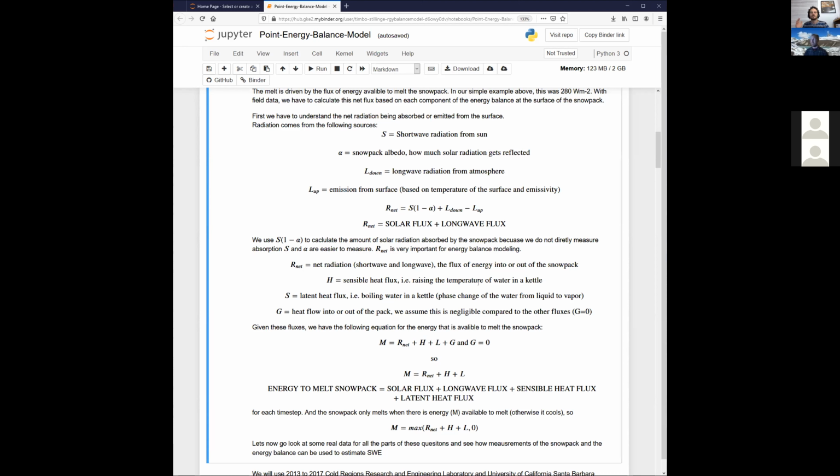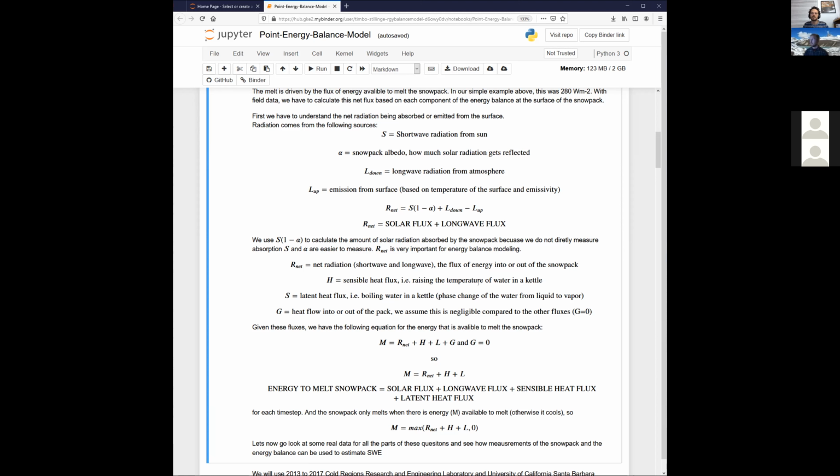So in addition to these radiative fluxes, which are both the solar flux and the long wave flux, we then also have these sensible and latent heat fluxes that are going into or out of the snowpack as well. We briefly talked about these, where the sensible heat flux is basically a flux that raises or lowers the temperature of the snowpack. You can think of sensible heat as if you're heating water up in a kettle. If you put a kettle on the stove, the water is going to start at a cold temperature and go up to a much warmer temperature. That's a sensible heat exchange.